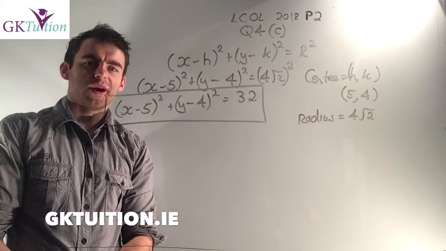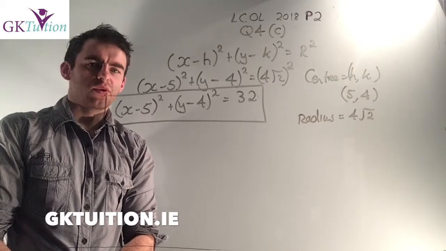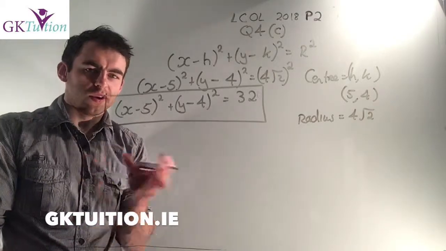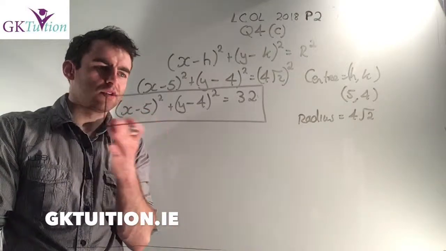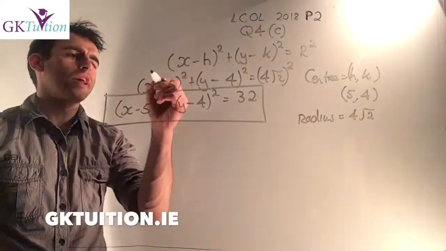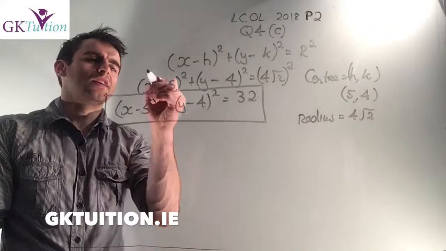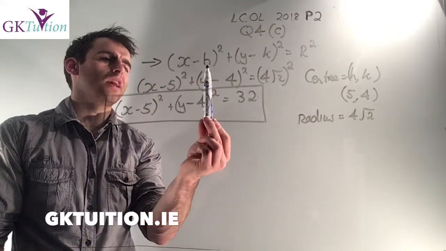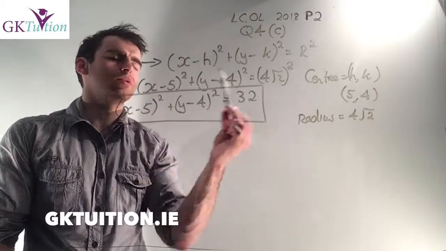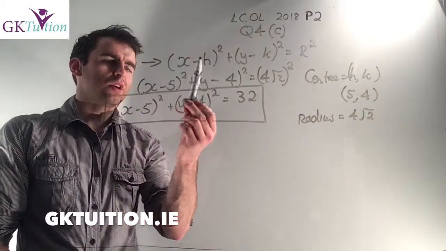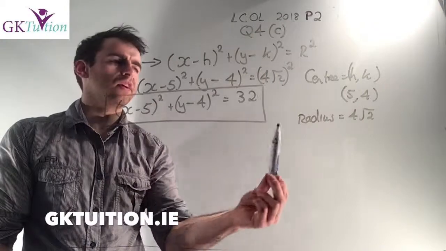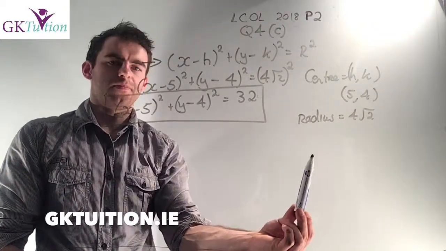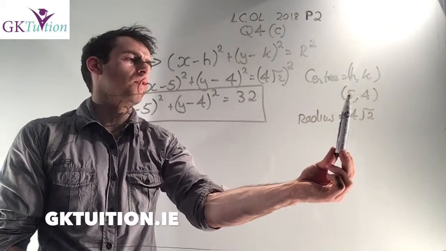The next part now, part C, says, hence write down the equation of the circle W. It says write down, that means you shouldn't have to do any calculations. You can just literally write down the answer. If you know the center and the radius, the easiest way to get the equation of the circle is to use the formula (x minus h) squared plus (y minus k) squared equals r squared. That one you can read straight off your log tables, and beside the formula, the log tables tells you that the center is (h, k). I've worked out that my center is (5, 4).